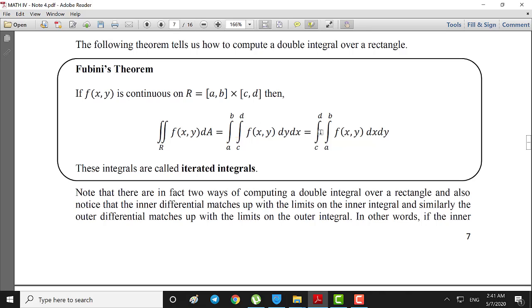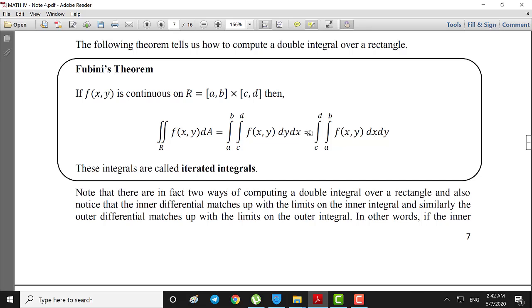Now, if we decide to write it in reverse, so if the outer integral has the limits from c to d, then the outer differential should be dy, because c and d are the limits for y. And if the inner integral has the limits a and b, then the inner differential has to be dx. Okay?